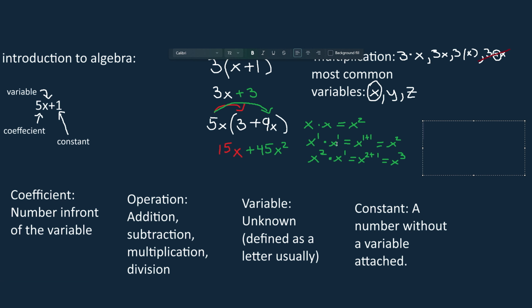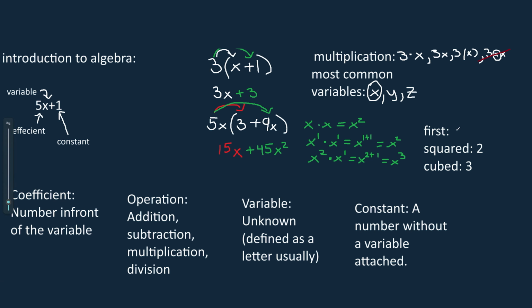So just letting you know, first is 1, squared is 2, and cubed is 3. Those are very common terms. Oops, I don't know why I removed it, but x to the first, x to the second, x to the third. So it's not x to the third, it's x cubed. It's not x to the second, it's x squared.